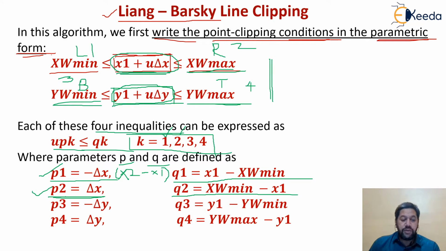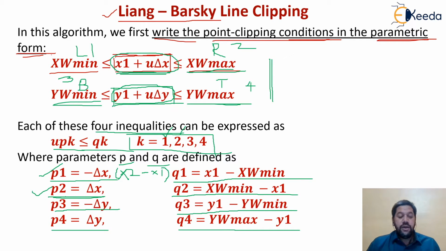Similarly, when p3 is equal to minus delta y, now considering delta y, q3 is equal to y1 minus yw minimum, and p4 is equal to delta y, then q4 is represented as yw maximum minus y1. Again, the same thing as we explained for x2 minus x1: delta y is minus if y2 is less and y1 is greater. Suppose y2 is 100 but y1 is 200. What will I get? A negative value.